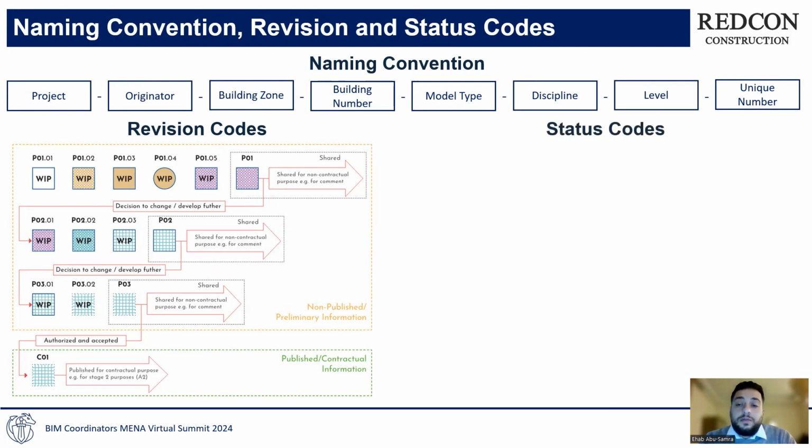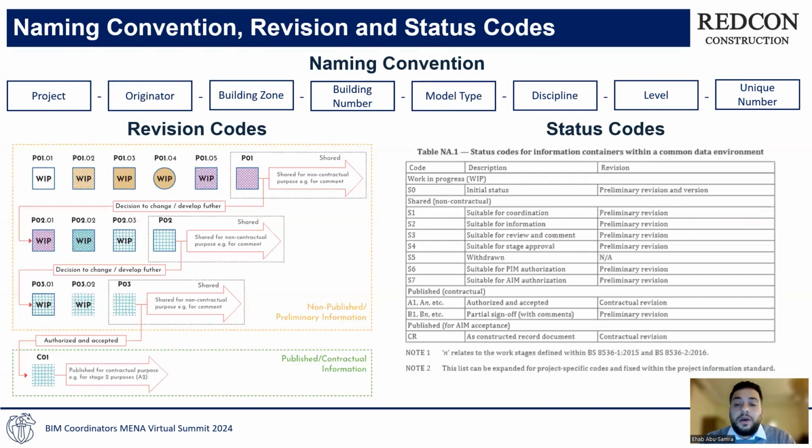Okay. Then comes the status code. The status code describes the stability of the file. Either it is suitable for coordination, suitable for information, suitable for review and comment. And once this data is published, it comes with codes like code A, it's accepted, code B is accepted with comments. This example is taken from UK Annex. You can use it in your projects if you don't have already a workflow for the stability codes.